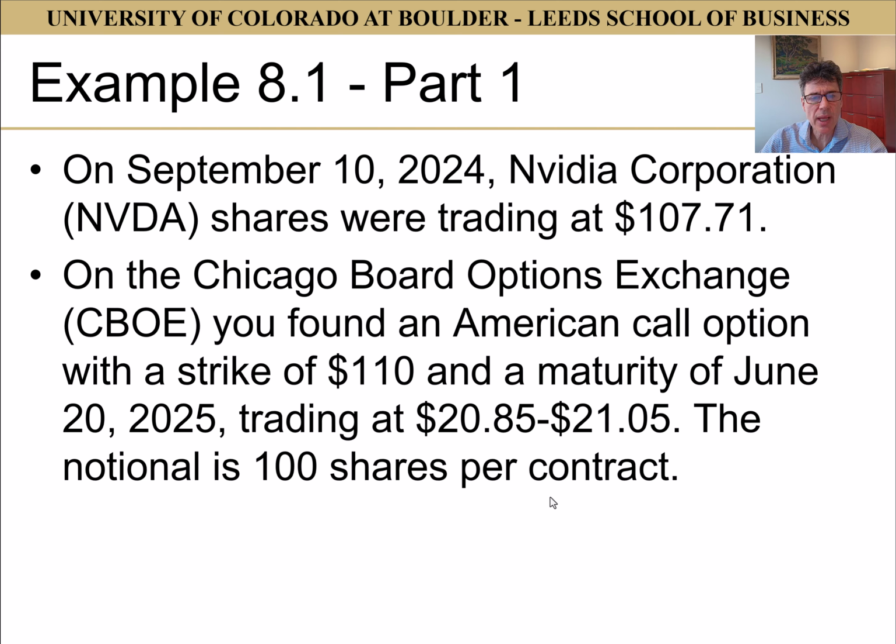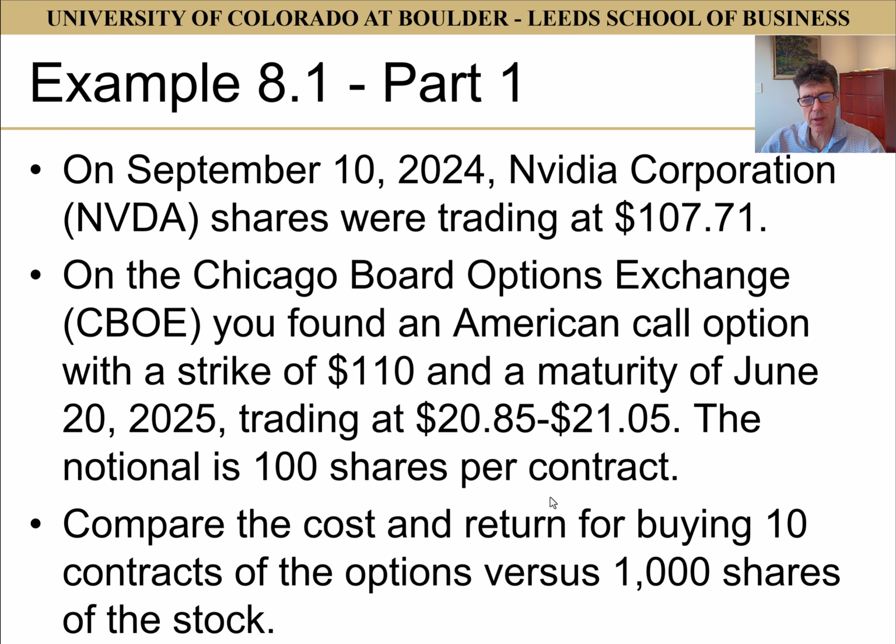On September 10th, 2024, NVIDIA Corporation shares were trading at 107.71. On the CBOE, the Chicago Board Options Exchange, you found an American call option with a strike of 110 and maturity of June 20th, 2025, trading at 20.85 at 21.05. So that means if you sell these options, you receive 20.85 per option, and if you buy them, you pay 21.05 per option. The notional is 100 shares per contract.